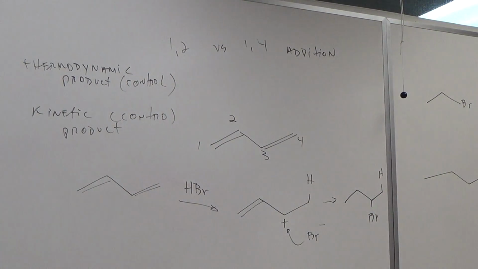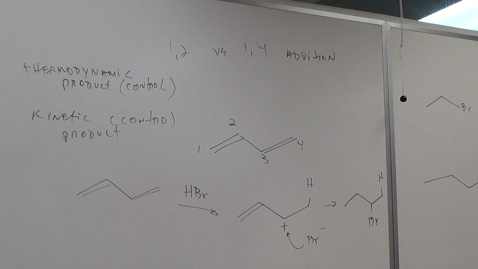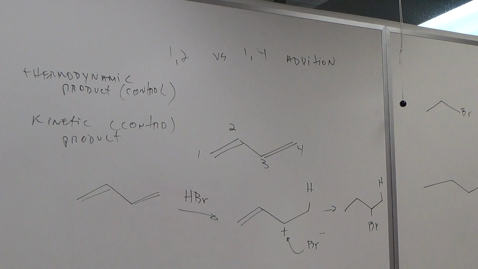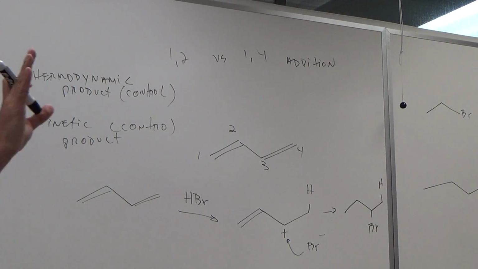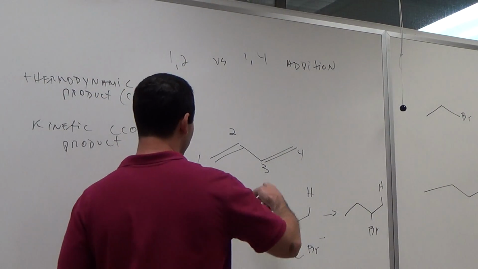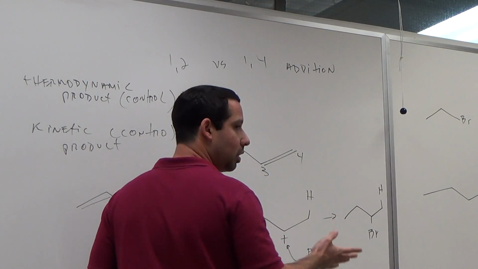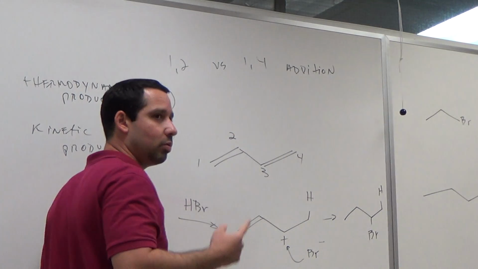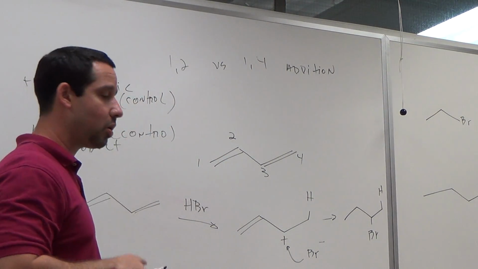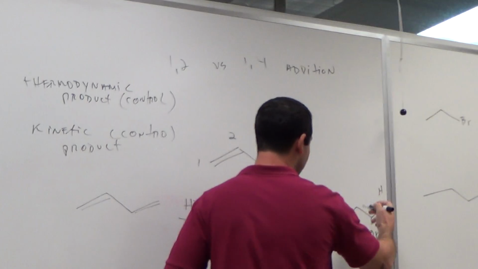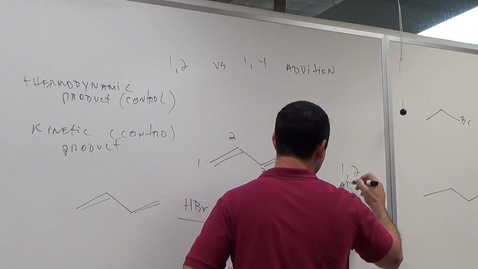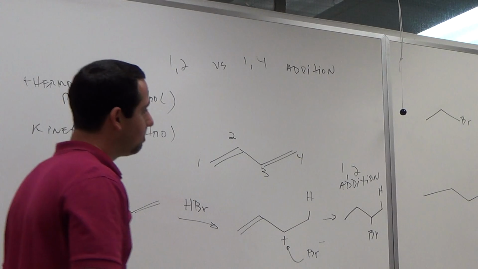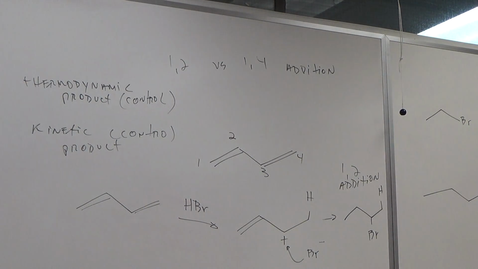Now, was that 1, 2 addition or was it 1, 4 addition? 1, 2. You sure? Because some of you will be confused and say, no, that was 3, 4. It doesn't matter if it's 3, 4. It's still 1, 2: to one carbon and then to the other carbon, the one next to it. So this is called 1, 2 addition. I'm surprised you did not complain this is 3, 4 addition.